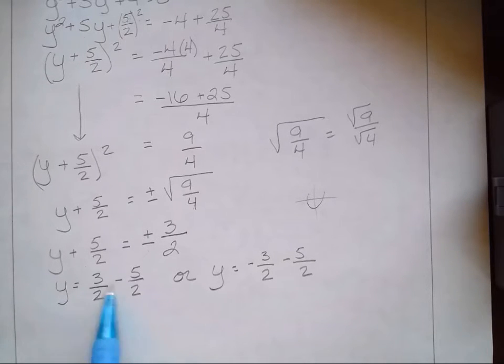So 3 minus 5 is negative 2 over 2. Y is equal to negative 1. Or on this side, negative 3 minus 5 is equal to negative 8 divided by 2, or y is equal to negative 4.